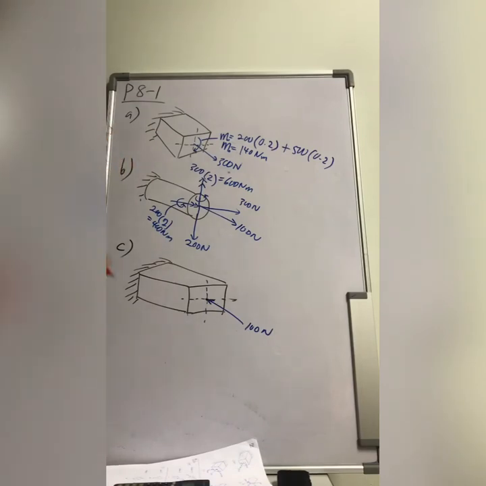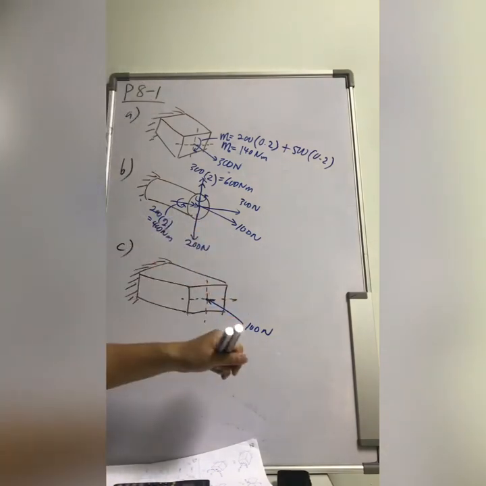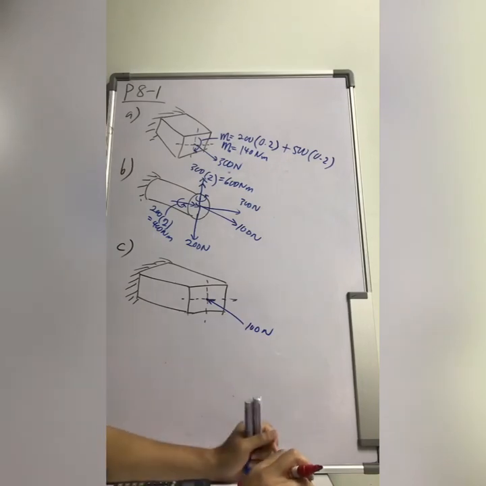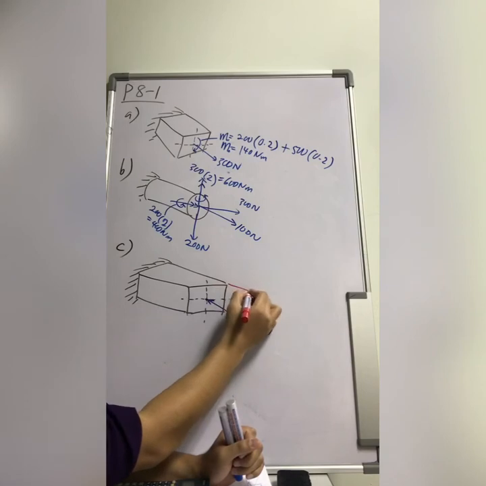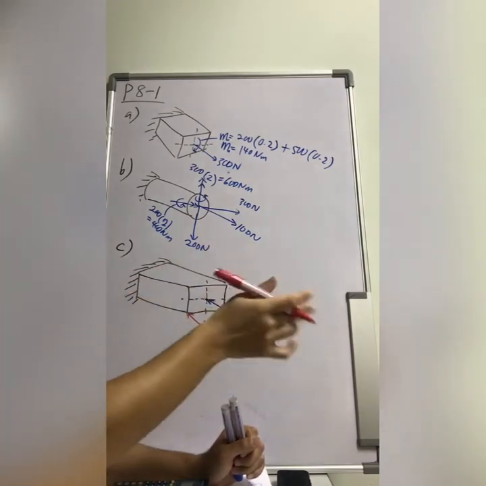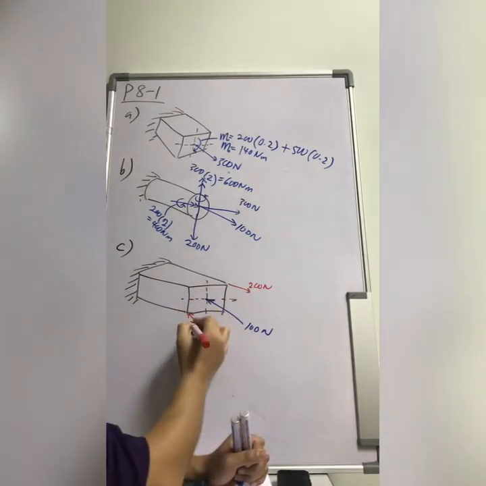This one is for the internal axial load, 100 Newton compression, at the centroid. So what else do you have? You have bending moment. But in order to help you out, let's draw the original load at the other end, which is 200 Newton and 300 Newton.